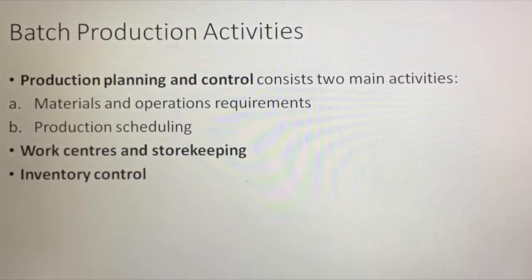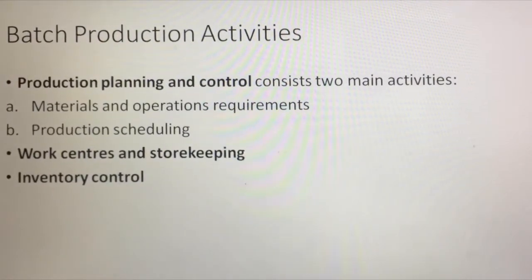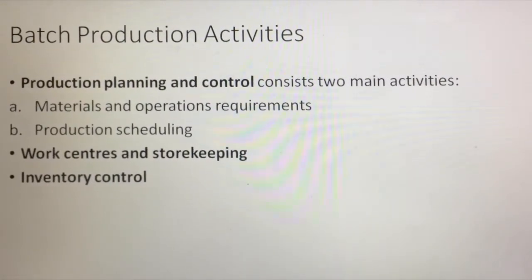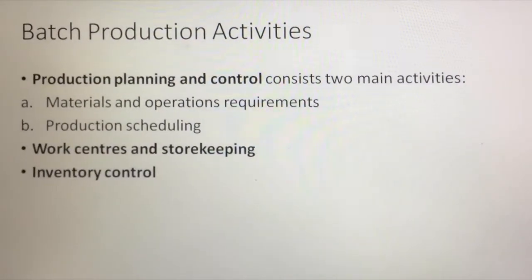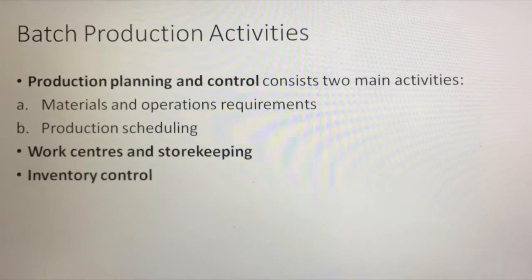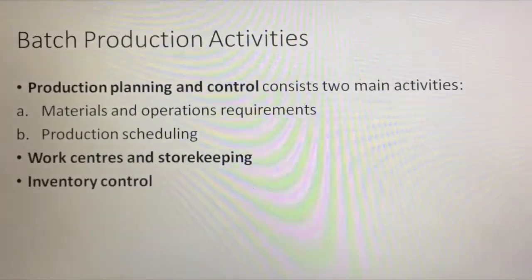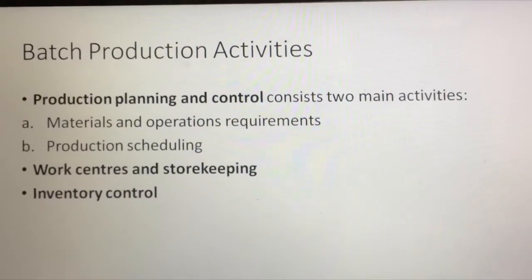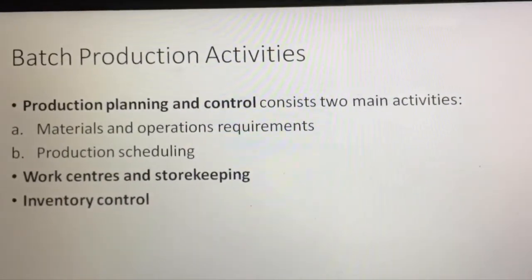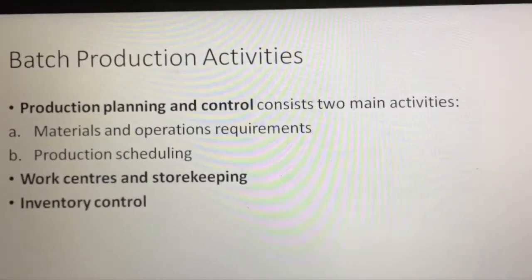To evidence that a stage of production has been completed, a copy of the move ticket is sent back to production planning and control to update the open work order file. Upon receipt of the last move ticket, the open work order file is closed.